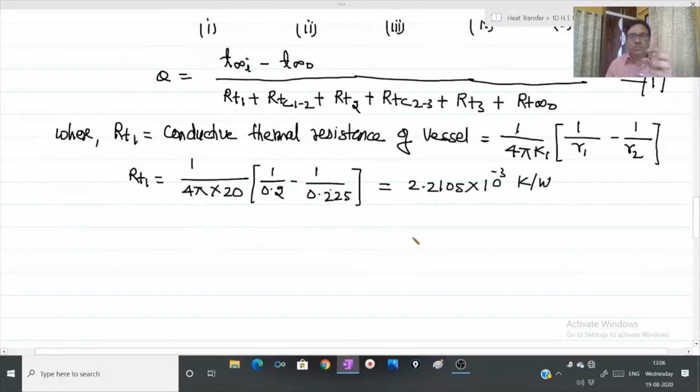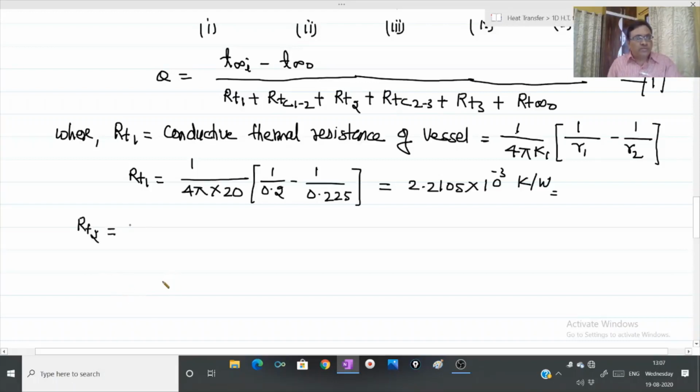I have done some intermediate calculations to get the values of RTC12 and RTC23. That has been done to match the unit of thermal contact resistance with the unit of the other thermal resistances. RTC12 and RTC23 are given to me, so there is no need to calculate those values.